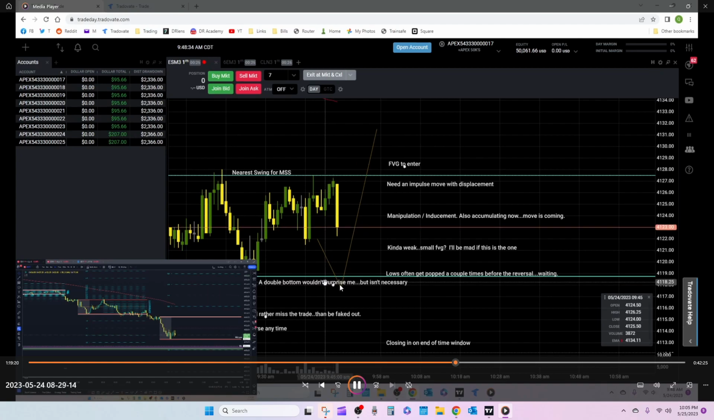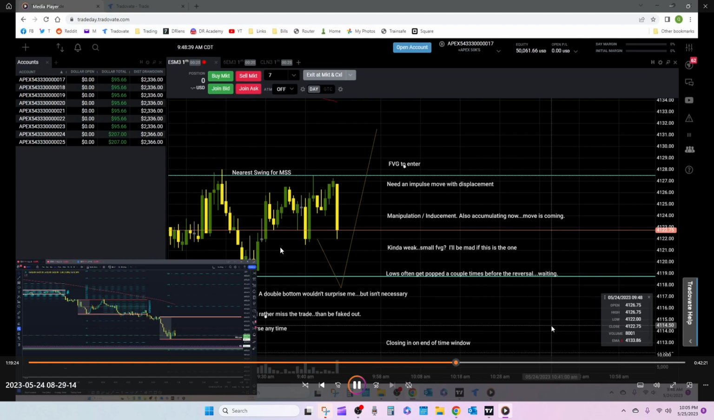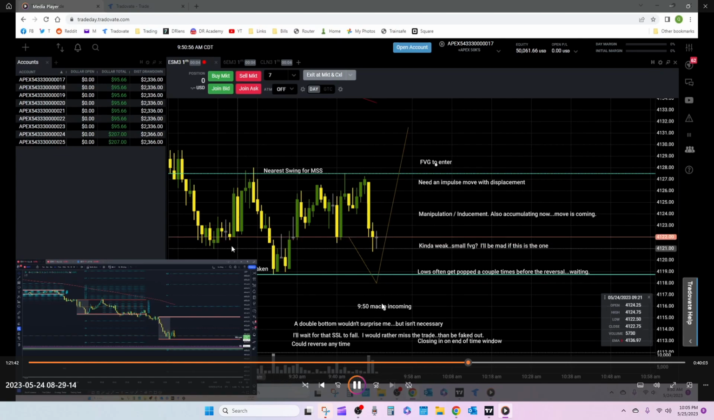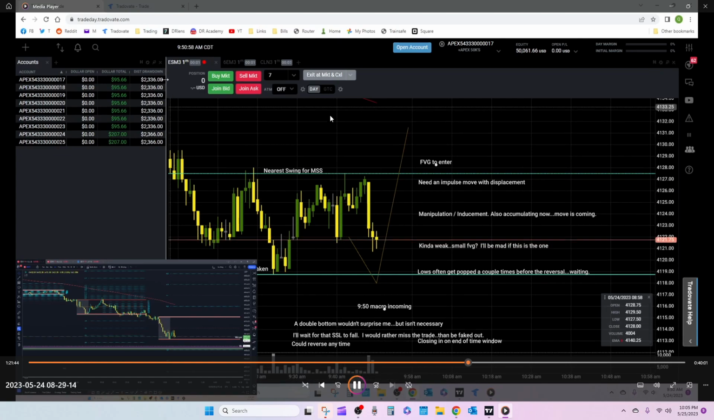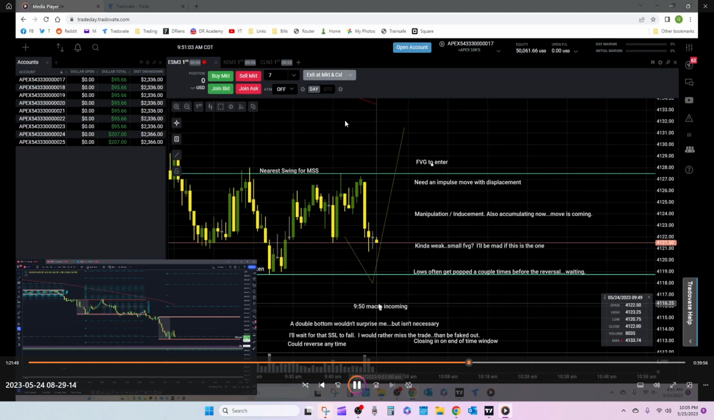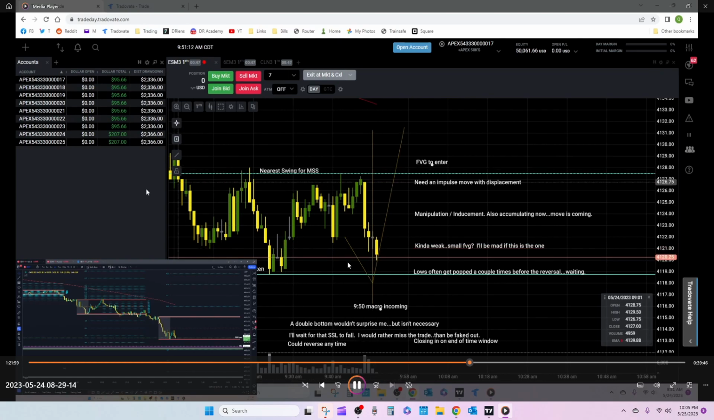Okay, so here I said a double bottom wouldn't surprise me. And I actually get it. Around 950 or so, for those that follow that aspect of the trading, the macro stuff, 950, 1010, and 1020 is sometimes when we see impulse moves, strong moves, reversals, things like that. So that's just another confluence, I guess.